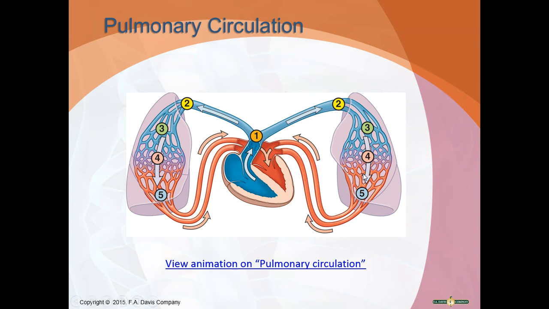The veins, which carry blood toward the heart, merge until forming the pulmonary vein, which returns the oxygenated blood to the left atrium. So it's very important. Arteries take blood away from the heart. Veins take blood to the heart. Very important. So view this animation on pulmonary circulation.